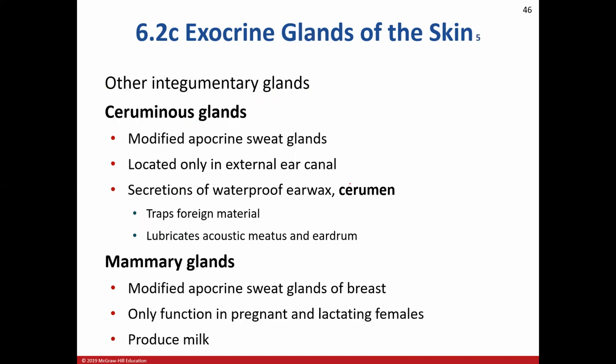Cerumen, this is earwax. It's called cerumen. So there are ceruminous glands. They're really just modified sweat glands. Mammary glands, same thing, produce milk. We'll talk about that in reproduction. They're modified sweat glands as well. Apocrine, though. Apocrine, not merocrine. Merocrine or eccrine are all about releasing water, thermoregulation.